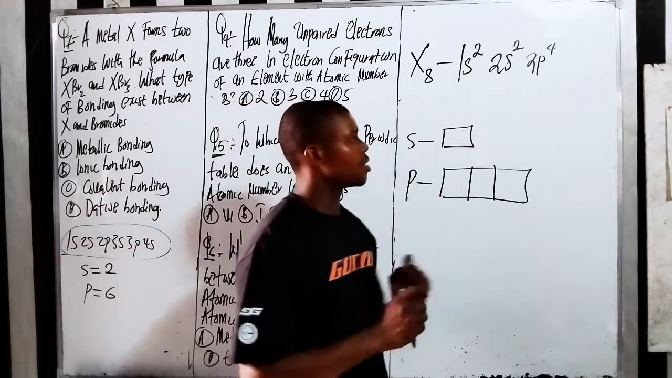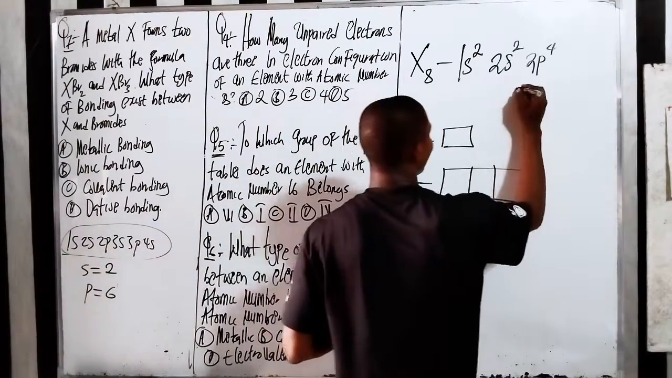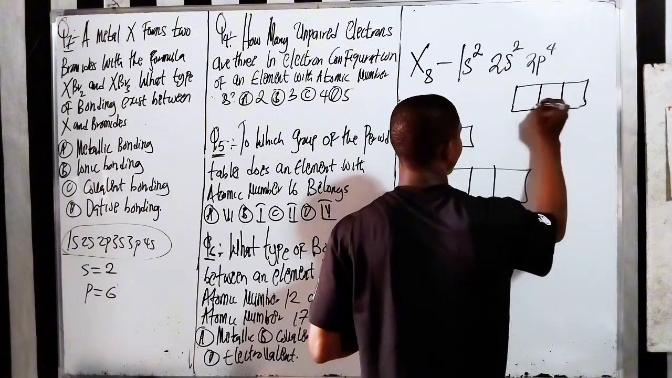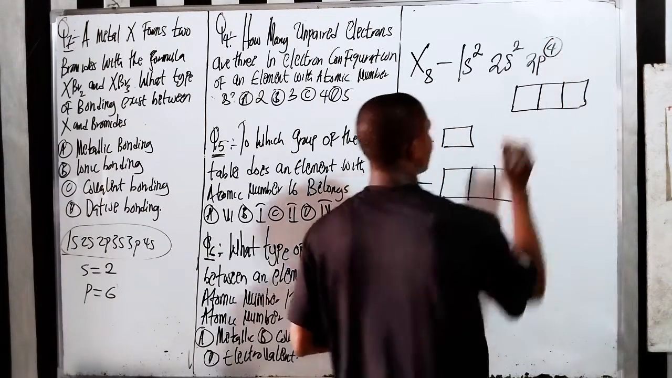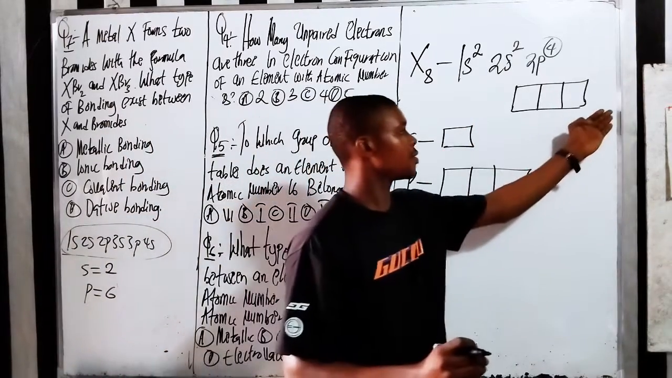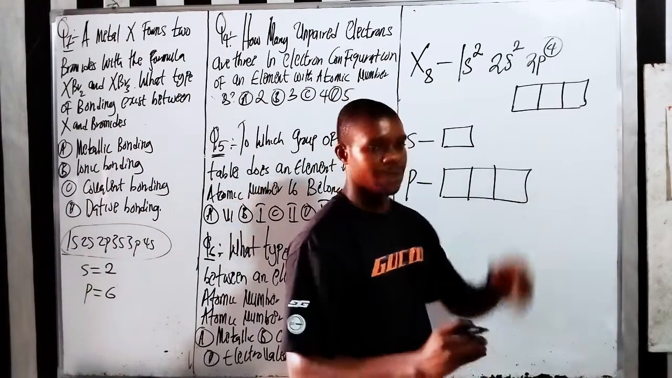Here we have p, right? If you look at p, how many sub-orbitals are here? 3 sub-orbitals. How many electrons do you have? Here we have 4 electrons. Now, how do you fill the 4 electrons in these 3 sub-orbitals?